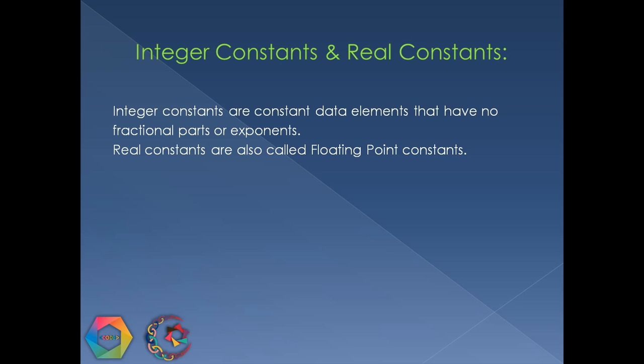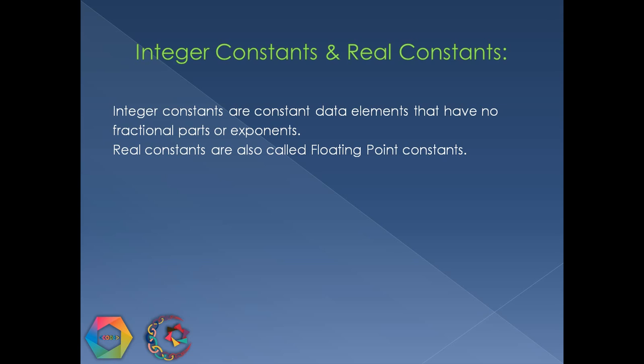Now what is meant by real constant? Real constant is totally opposite of integer constant. Real constants are the constant data elements that have some fractional part or exponent, or the value with some decimal point in it. Alright, those are known as real constants, and real constants are also called floating point constants.